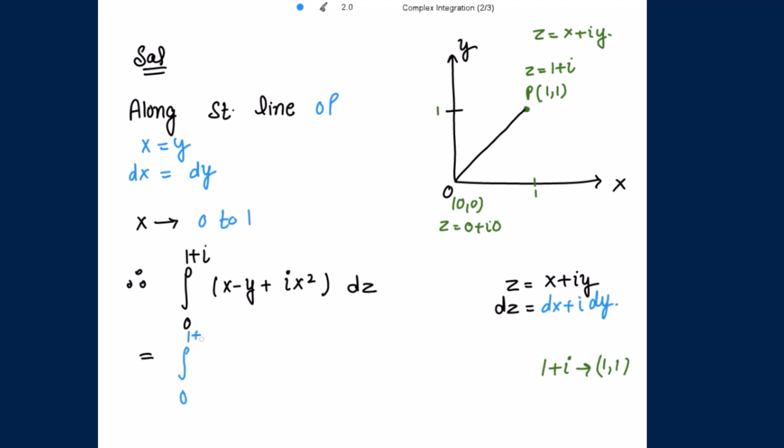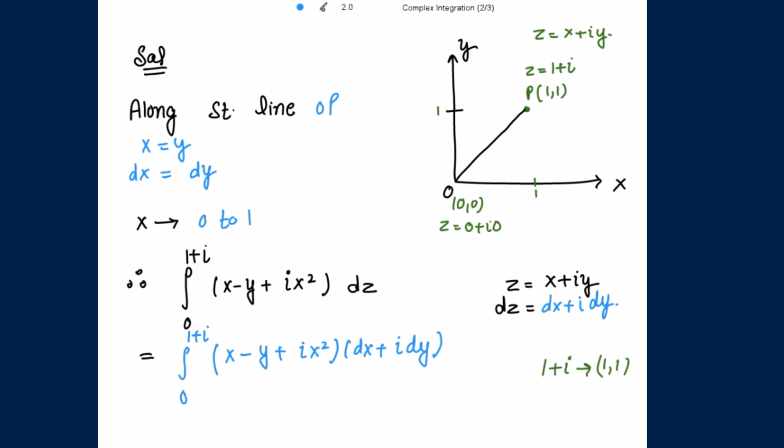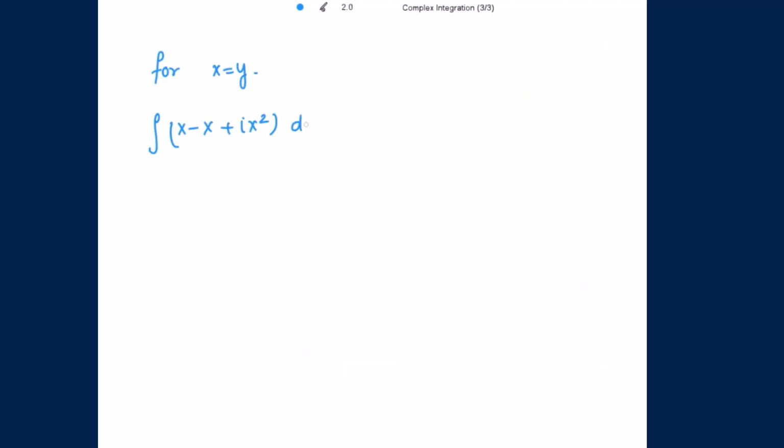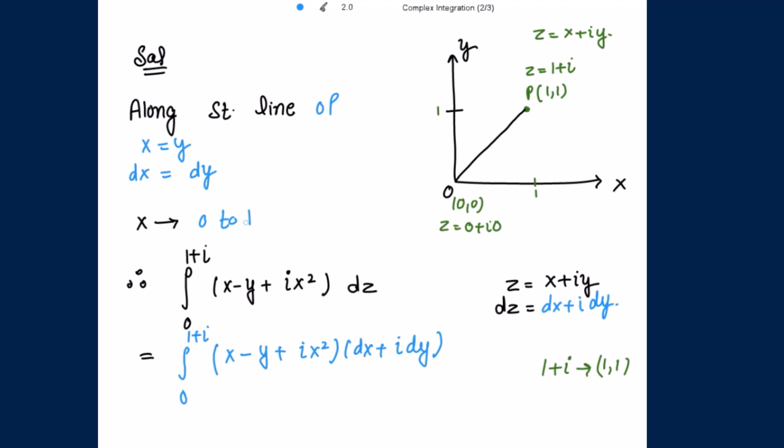So, this is the integral from 0 to 1 of (x minus y plus iota x square), and instead of dz, I'm writing dx plus iota dy. And because we have to evaluate this integral along the straight line, for that we have to write x equal to y. So putting y equal to x, we get x minus x plus iota x square, and here dx plus iota, instead of dy, writing dx. And now because everything is in x, we have to put the limits of x only, so the limits of x from 0 to 1.